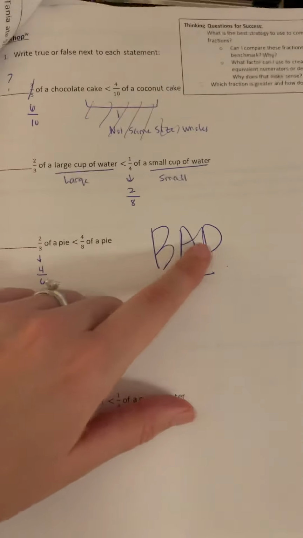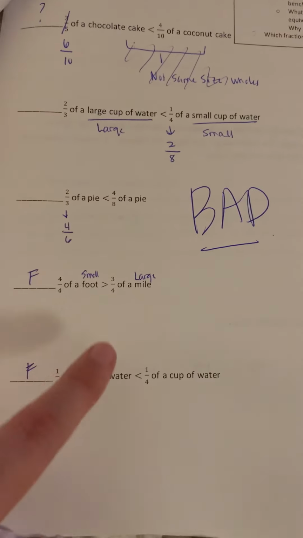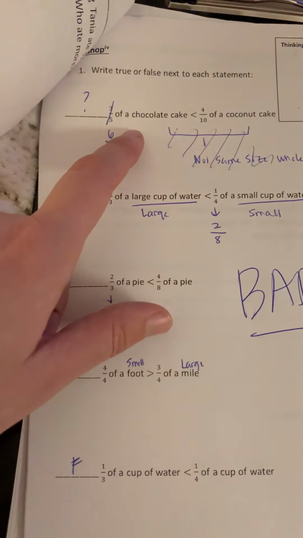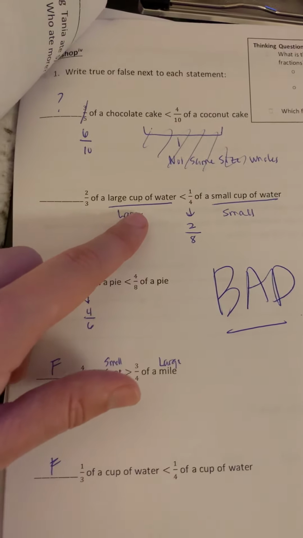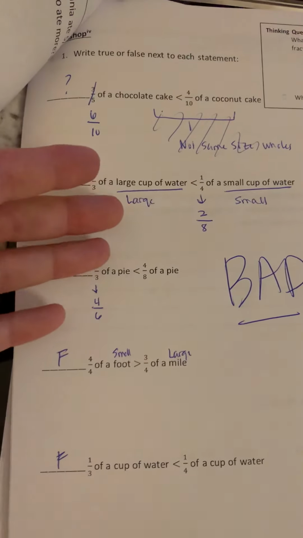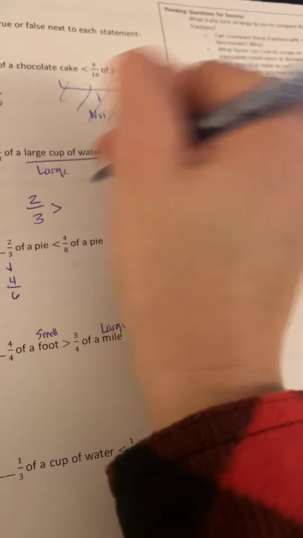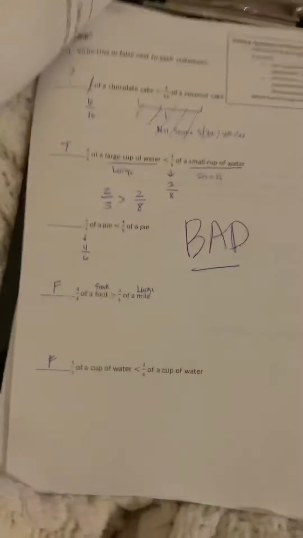this is actually just bad. It's a bad page because I think this works if the pies are the same, if the cups are the same, and if the cakes are the same, okay. But here, large cup of water, small cup of water, yes, 2/3 is greater than 2/8. So we'll go with a true, but that is really weird.